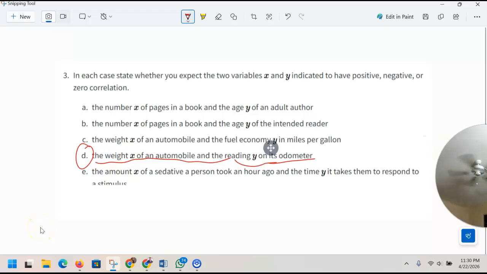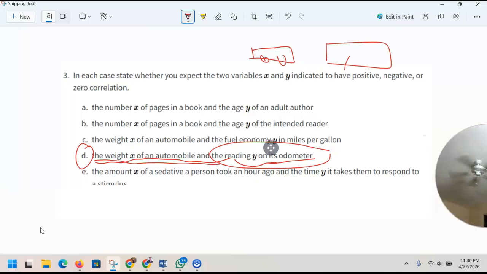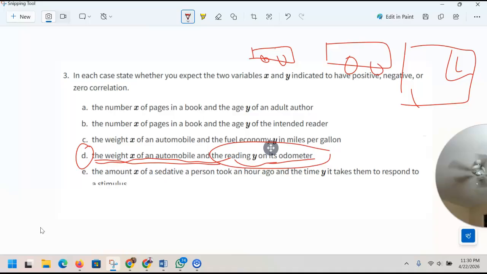So this one has nothing to do with the odometer, right? Because the weight, how much the car weighs, whether this one or bigger or a little bigger, and the person who is driving, sorry, the reading of the odometer has nothing to do with it. The reading odometer is just from driving the vehicle. So there's no correlation here. This is no correlation.